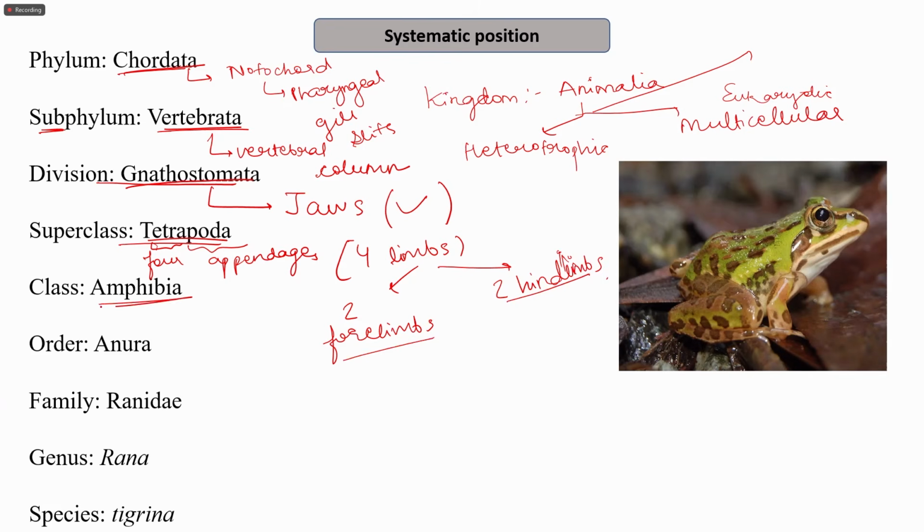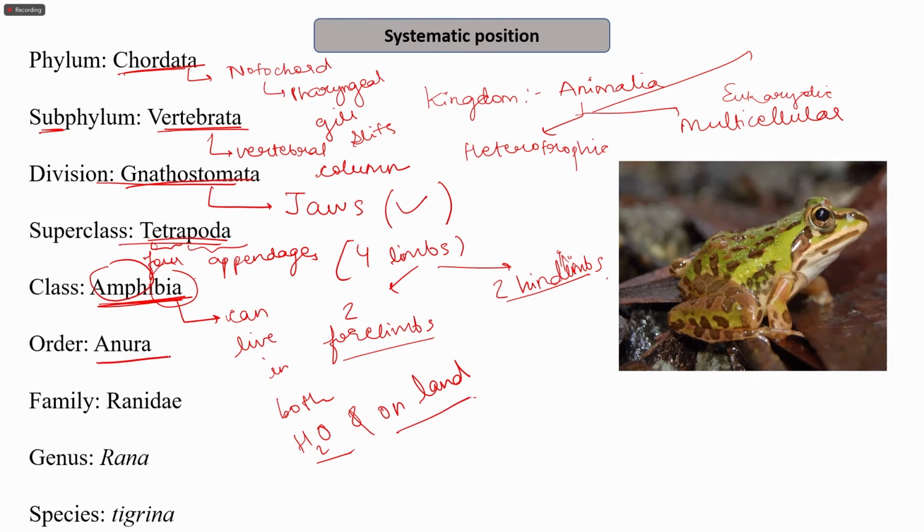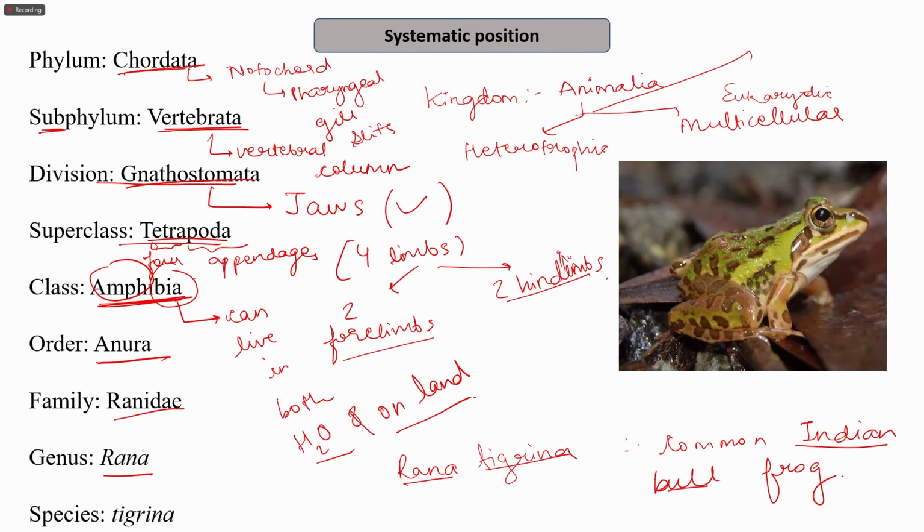They belong to class Amphibia. Amphibia means they can live in both water and on land. Now they belong to order Anura, family Ranidae, genus Rana, and species tigrina. So it is the common Rana tigrina, and the common name is Indian bullfrog, the common Indian bullfrog.